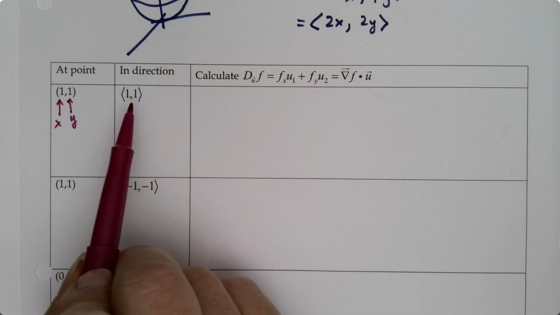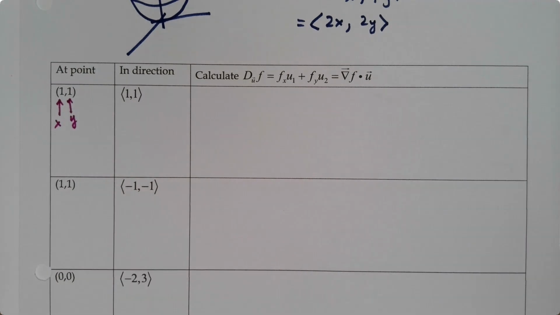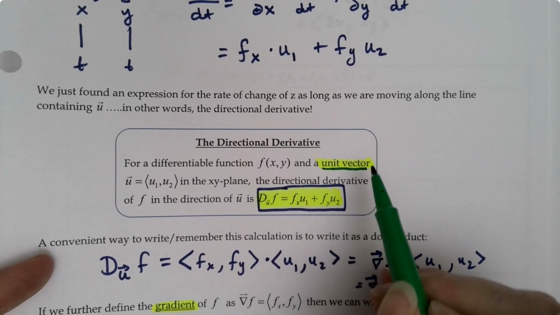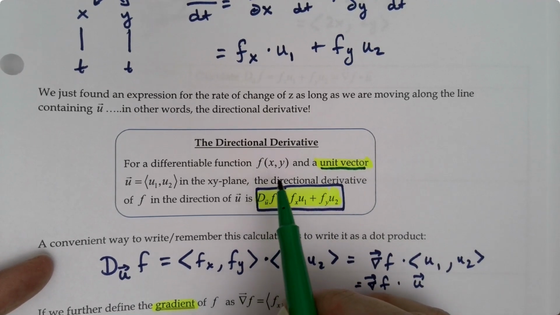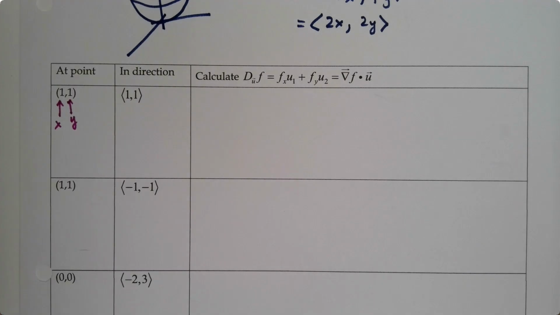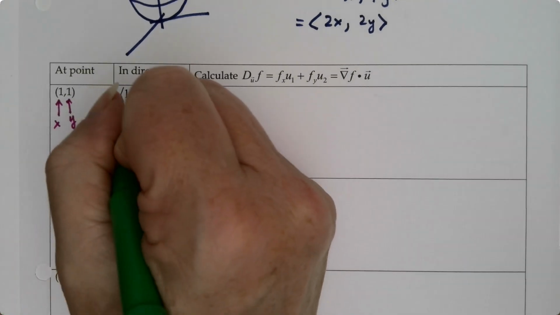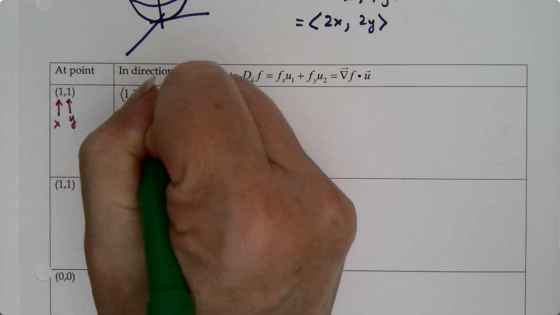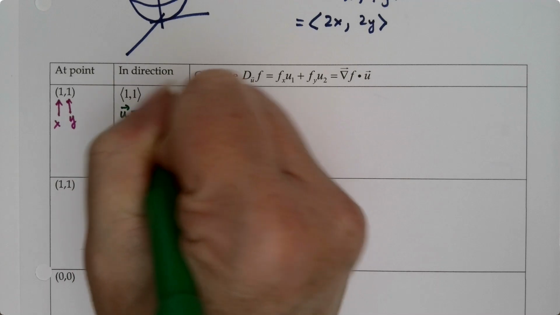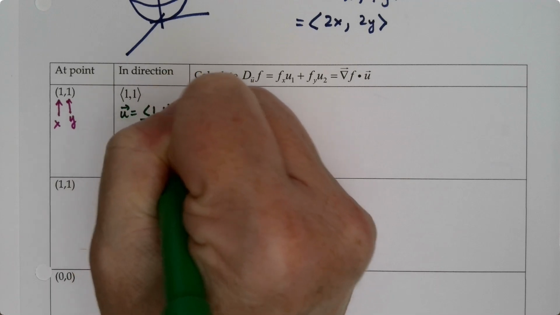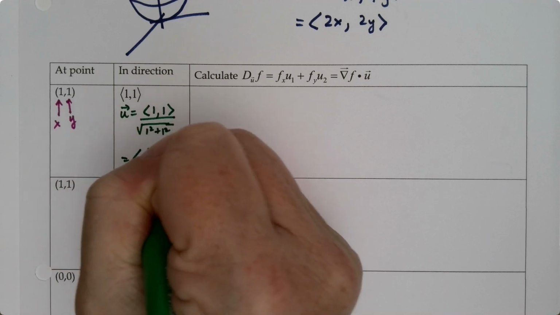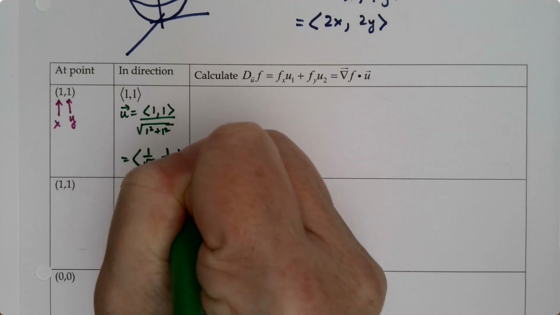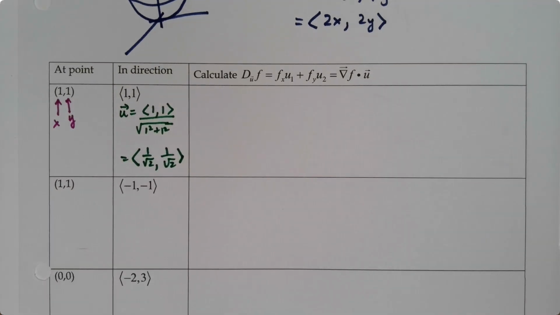It's tempting to say, oh, that's u, but it's not. You have to remember that, and it was kind of tucked in there, but it has to be a unit vector. So your unit vector u, and (1, 1) is not a unit vector, right? It's not a vector of length 1, so we're going to have to turn it into a unit vector real briefly. So that would be (1, 1) divided by the square root of 1 squared plus 1 squared. 1 squared plus 1 squared is 2. So this is really (1 over the square root of 2, 1 over the square root of 2). Okay, so now we're ready to go.